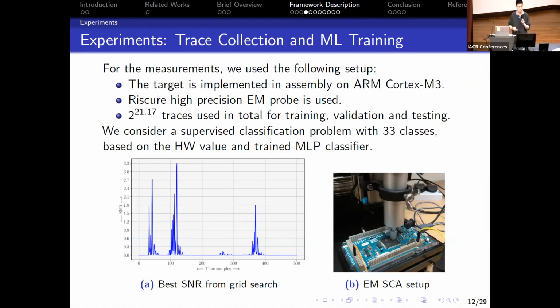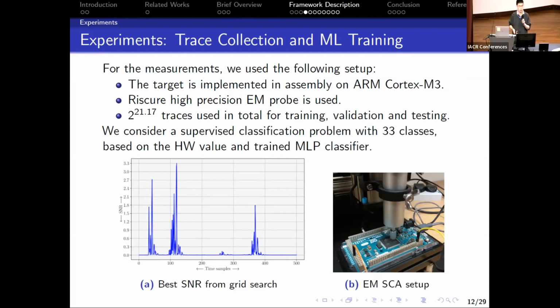For the measurement, we use the following setup. We implemented the target function on an ARM Cortex-M3 in assembly. It's mounted on an Arduino Due. We use a Riscure high precision EM probe for collecting the traces. We perform a grid search, and the picture shows the optimal position to our knowledge. We got an SNR of 3.3. We collected 2^21.17 traces, used in total for training, validation, and testing.